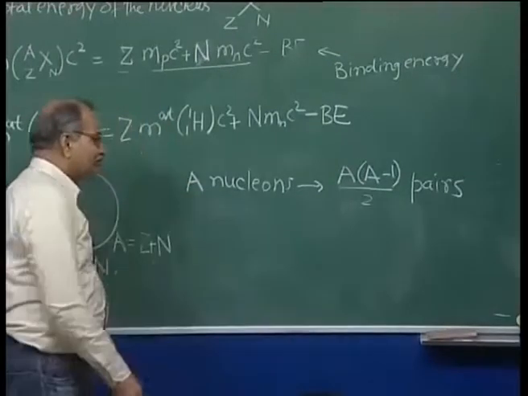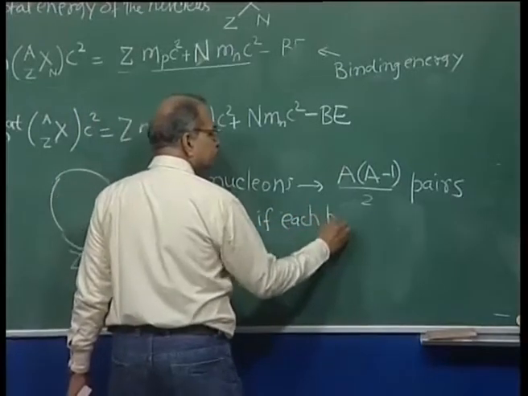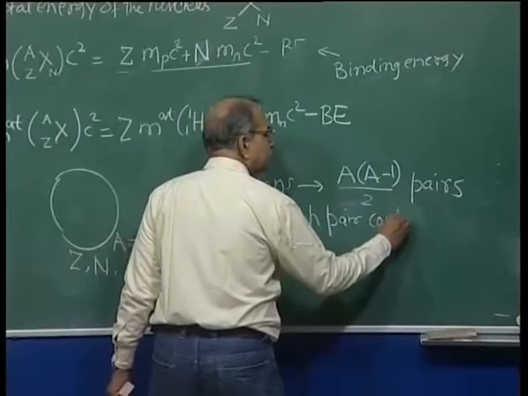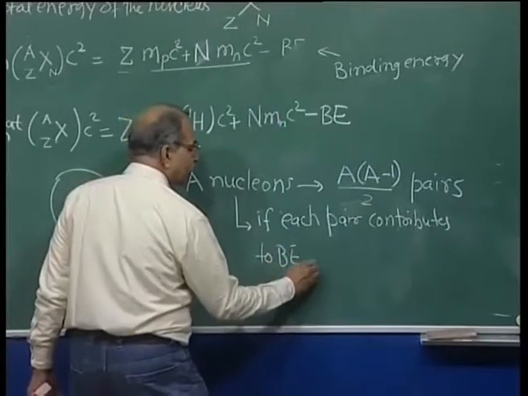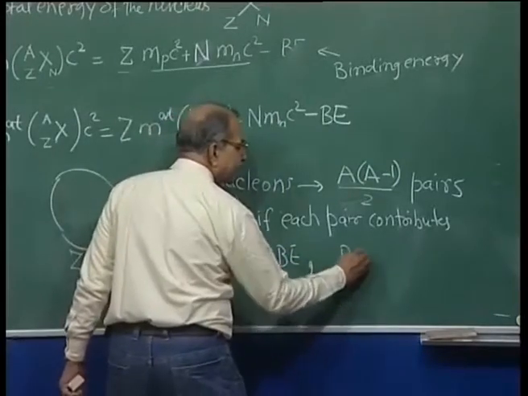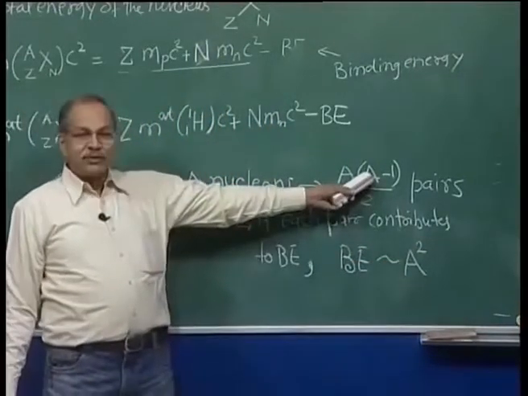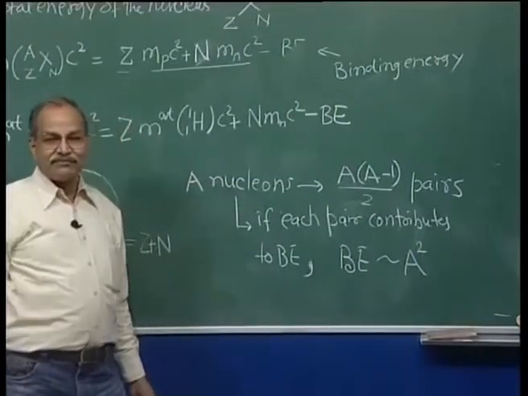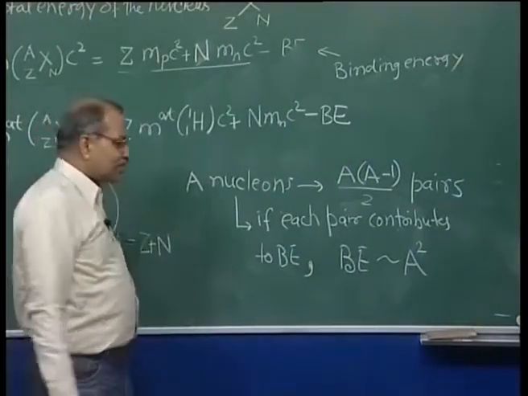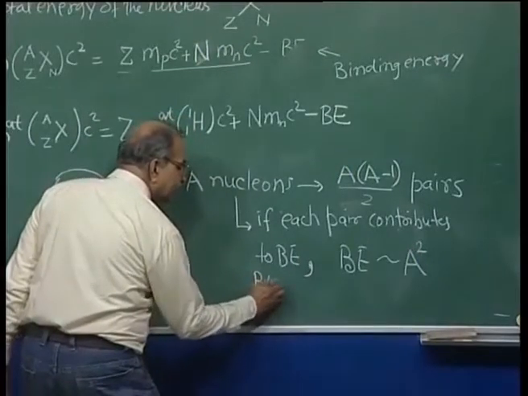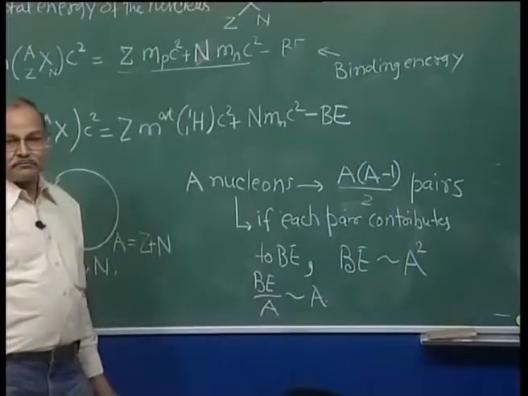but it is not. So, if each pair contributes to binding energy, then I should have binding energy roughly proportional to A square. Do not look at A equal to 2, 3 etc., go for slightly higher, 20, 30, 40, 50, then binding energy should be around this, and if you divide by A, binding energy per nucleon should be proportional to A, but it is not.